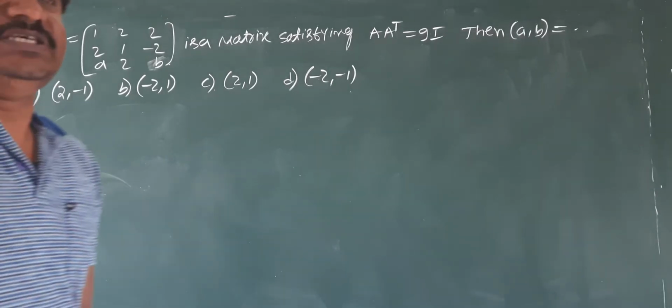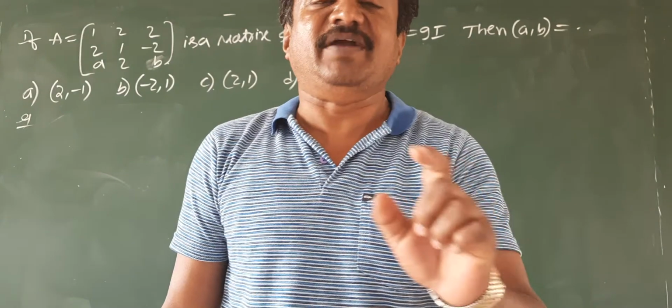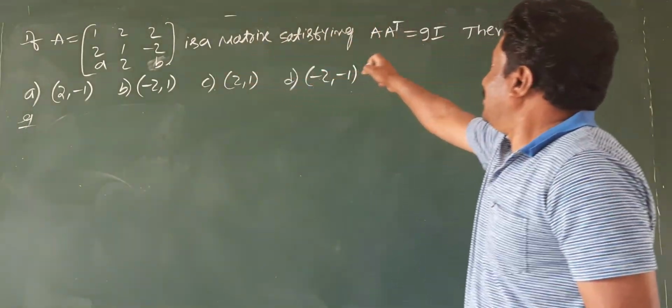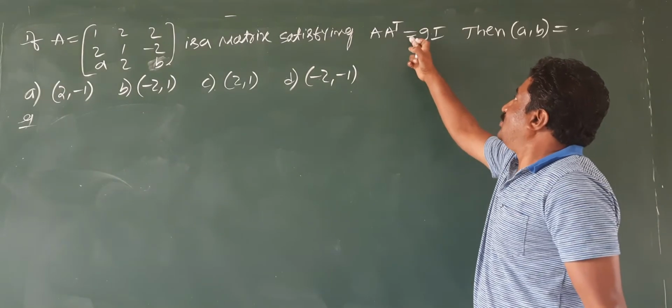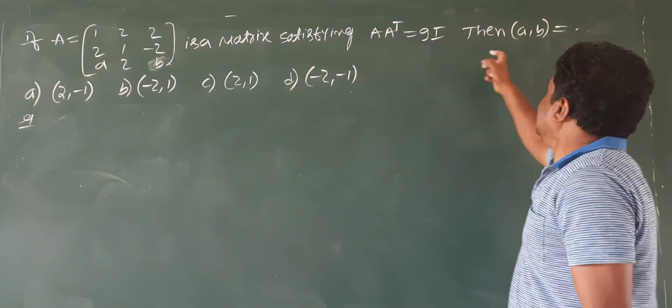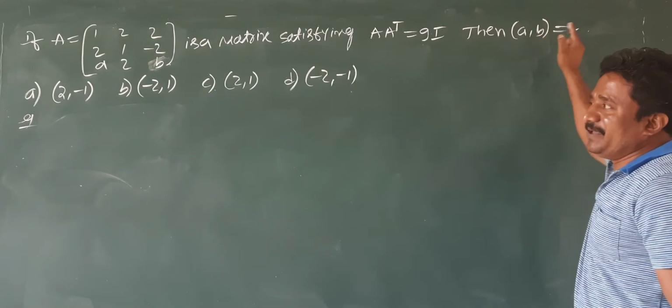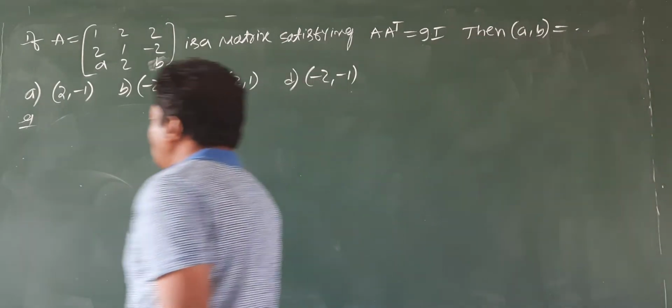Students, this is JE class number 17. Look at that question on the board. Matrix A is given. Further, A into A transpose is equal to 9I is given. It is asked to find the value of this ordered pair (a, b). So now let us solve that.